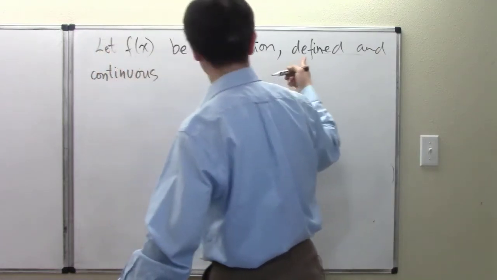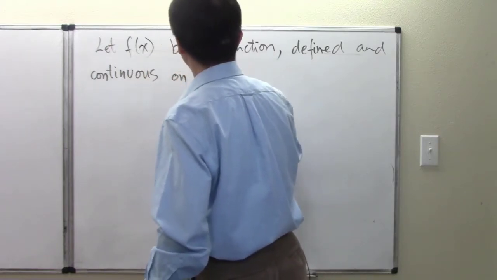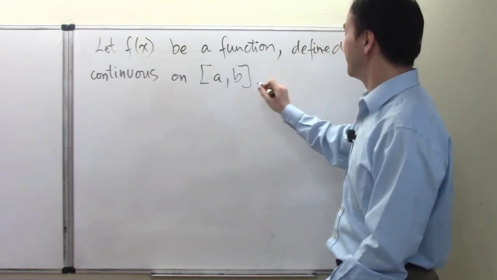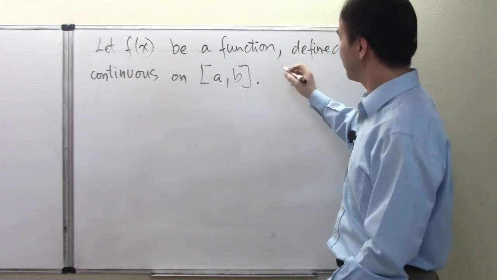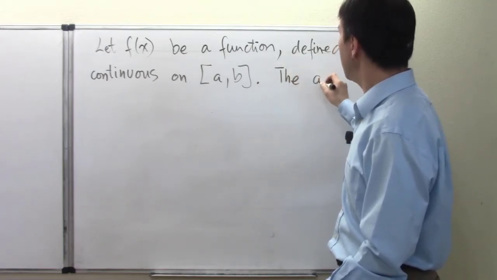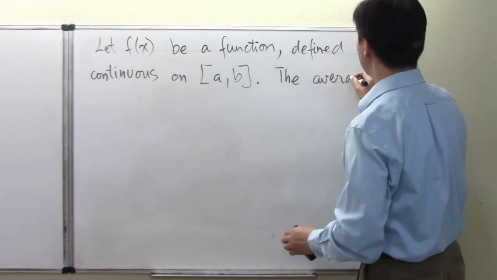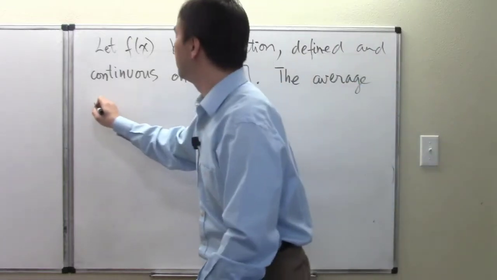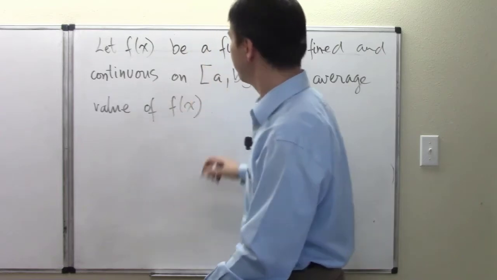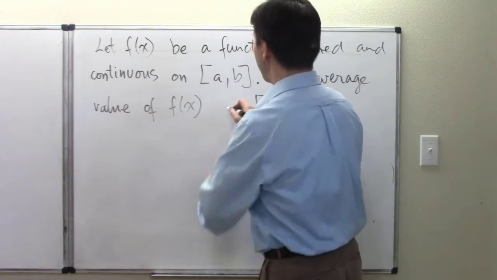So we need the function to be defined and continuous on at least some interval from a to b. After that preliminary, we have the average value of f of x over the interval from a to b.